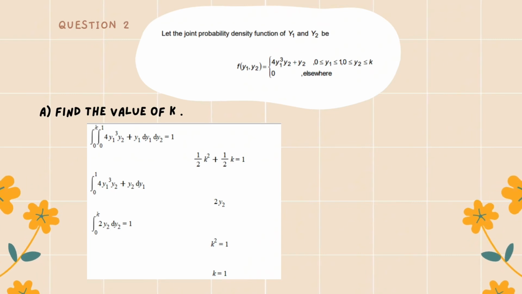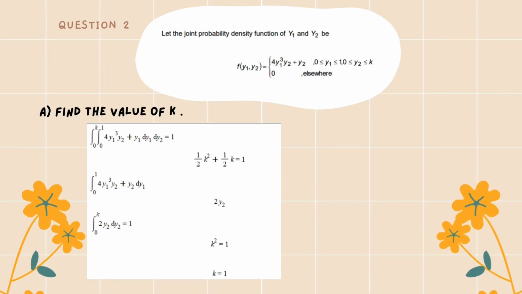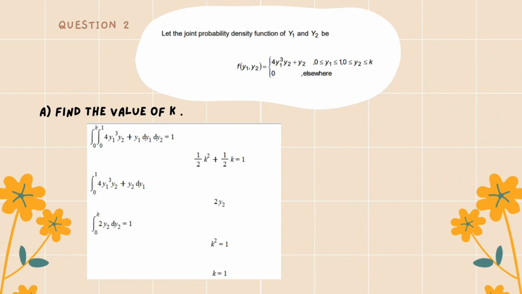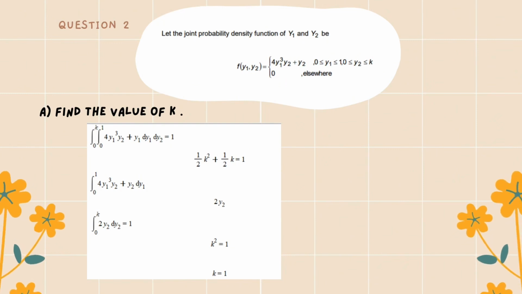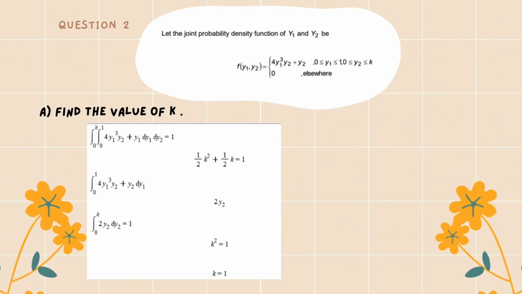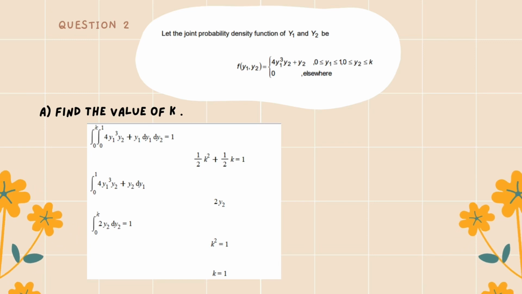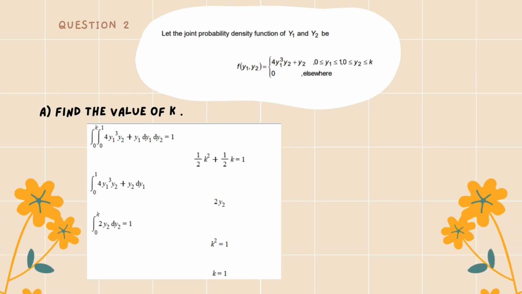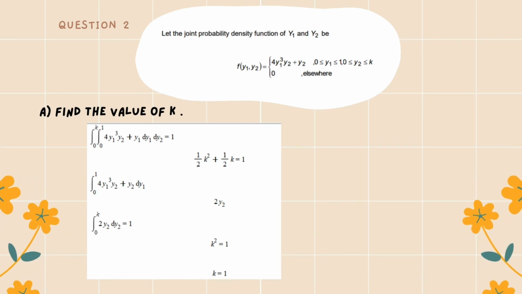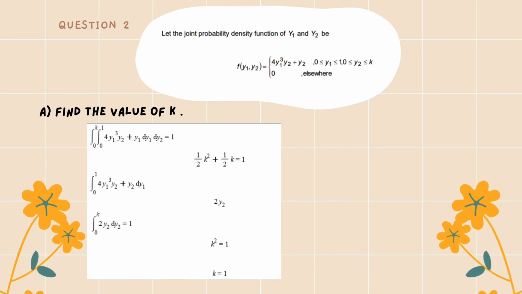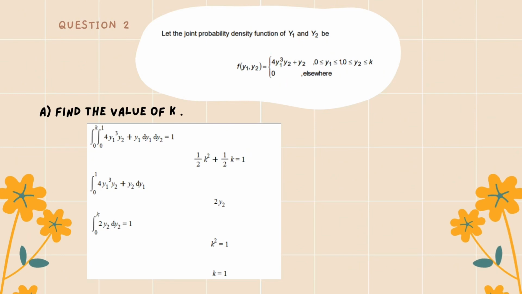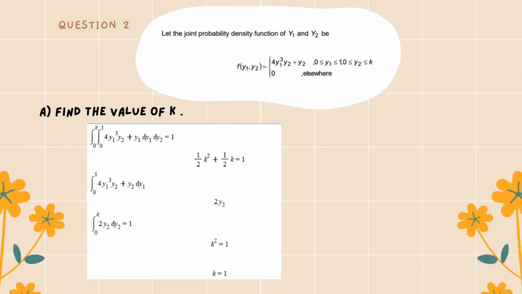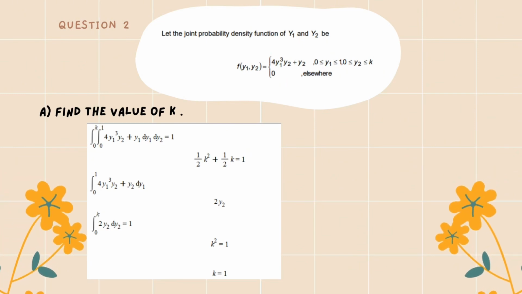Let the joint probability density function of y1 and y2 be 4y1^3 y2 plus y2, where y1 is more than or equal to 0 and less than or equal to 1, and y2 is more than or equal to 0 and less than or equal to 4. To find the value of k in question A, we use the property that the total probability of a joint probability density function (PDF) must equal 1.